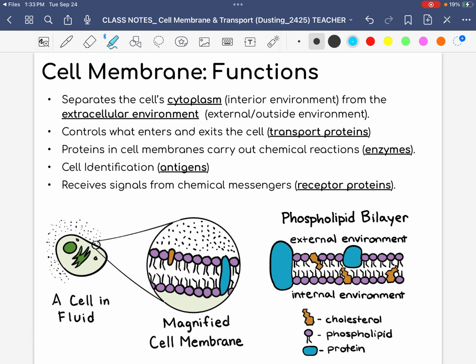So what is the function of the cell membrane? Well, first and foremost, its job is to separate the cytoplasm from the extracellular environment. So the cytoplasm is the inside of the cell, and the extracellular environment is the outside of the cell. The second thing that it does is it controls what goes in and out of the cell. And it does that by these things called transport proteins.